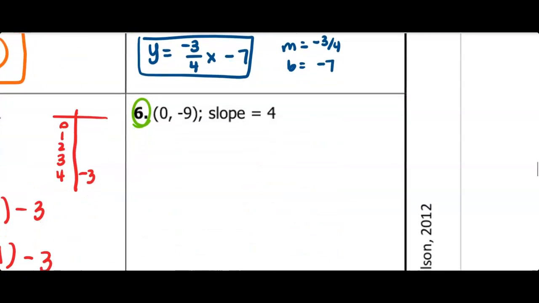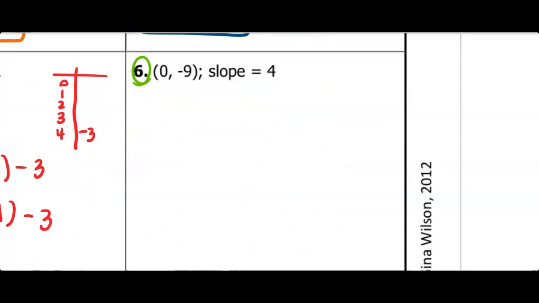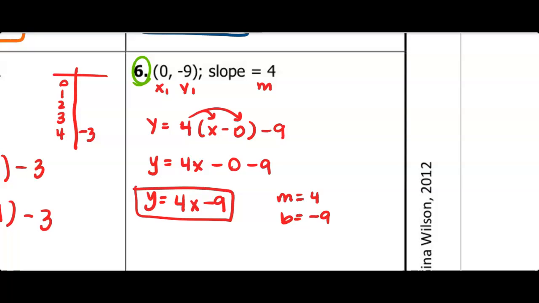You take a couple minutes and you do number 6 on your own. So you should have labeled out that 0 was x1 and -9 was y1 with a slope of 4. So when you plug in for point slope form, you would have y equals 4 times the product of x minus 0 minus 9. Distributing the 4 in, you get 4x minus 0 minus 9, and then combining your like terms, you get that y is equal to 4x minus 9.